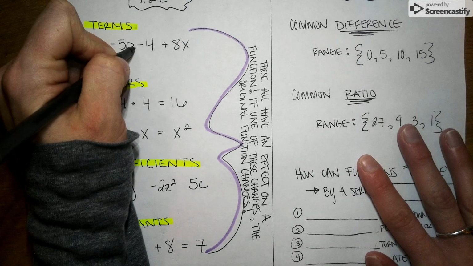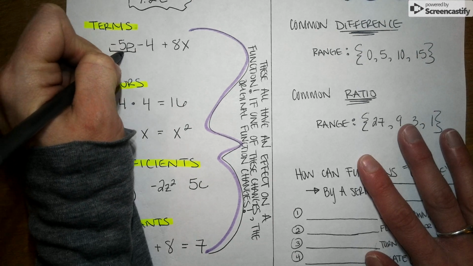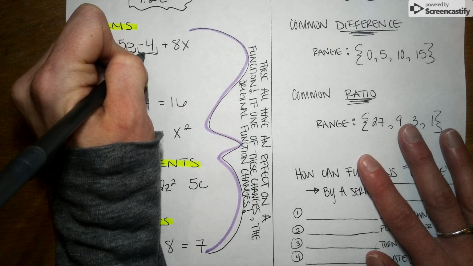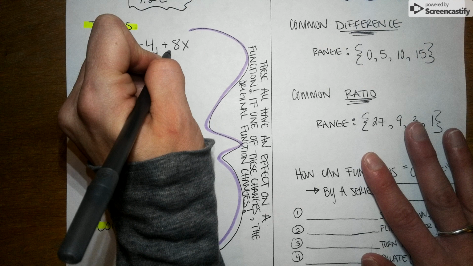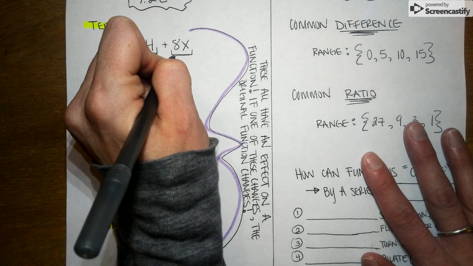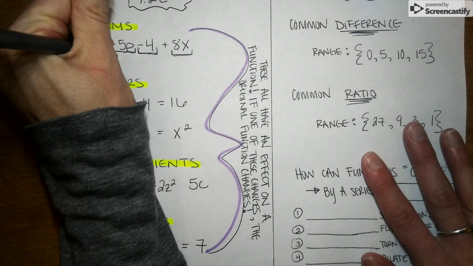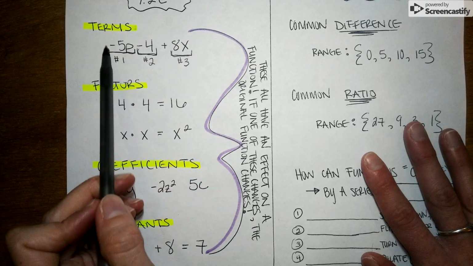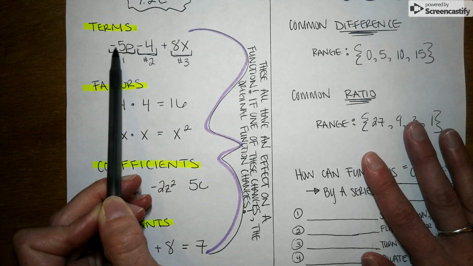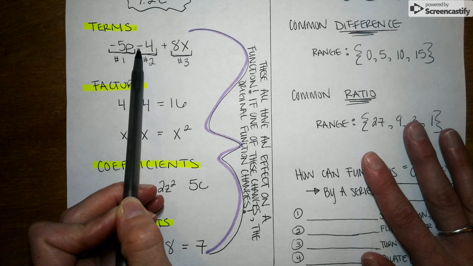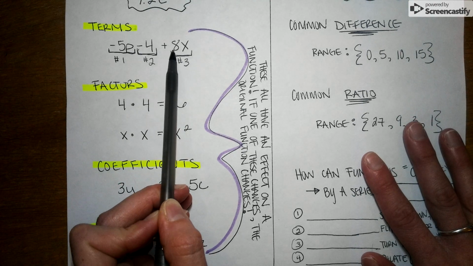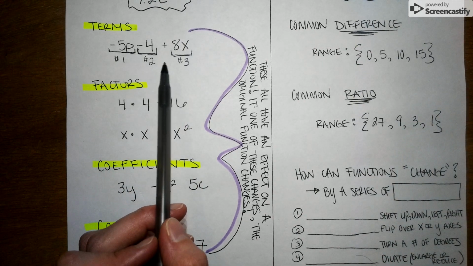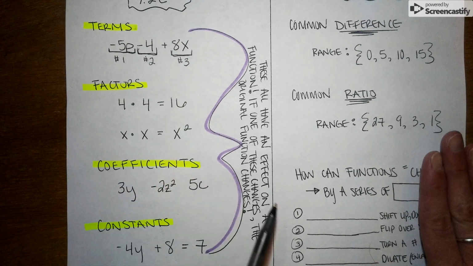I'm going to use a little bracket underneath here for the negative 5p. Then I'm going to use another little bracket for the negative 4. And finally, I'm going to use another bracket to represent the positive 8x. What these brackets mean is that there are a total of 3 different terms in this expression. My first term is negative 5p. My second term is negative 4. And my third term is a positive 8x. In this expression, because there's no equal sign, it's an expression, and there are 3 separate terms.